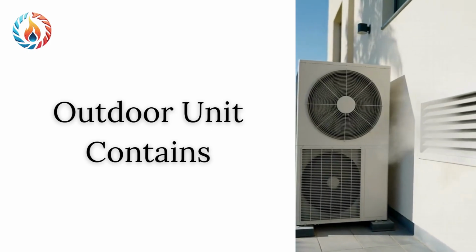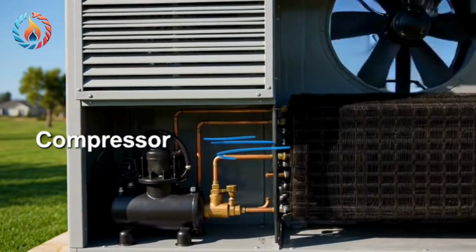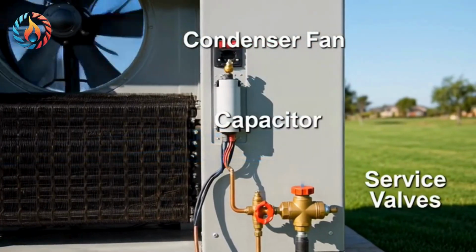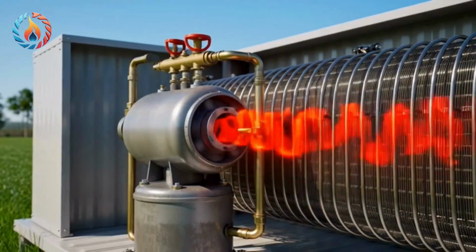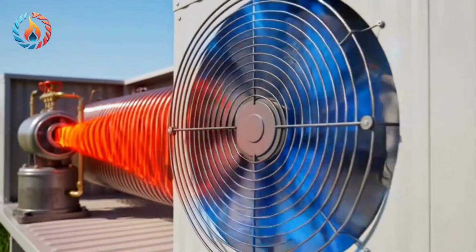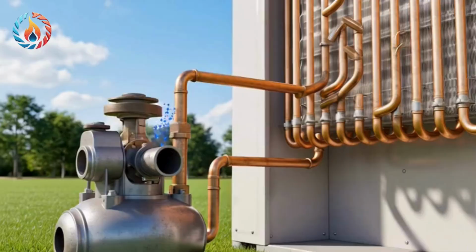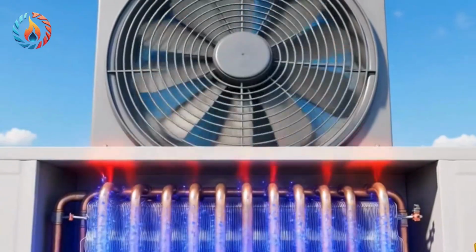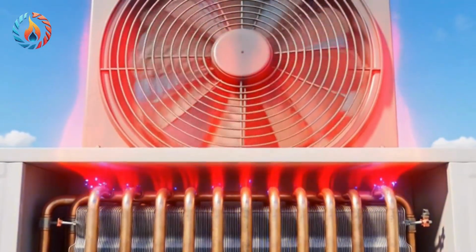The outdoor unit contains the compressor, condenser coil, condenser fan, capacitor, and service valves. The compressor is the heart of the system. It compresses the refrigerant gas and increases its pressure and temperature. The condenser coil releases the heat into the outdoor air with the help of the condenser fan.